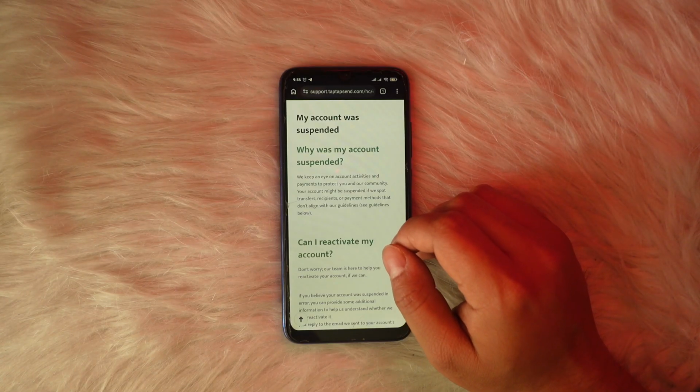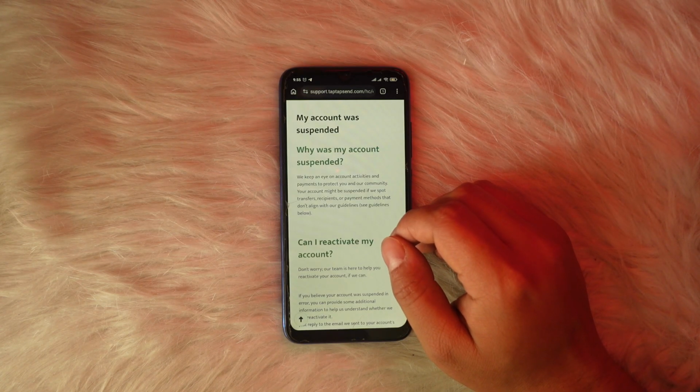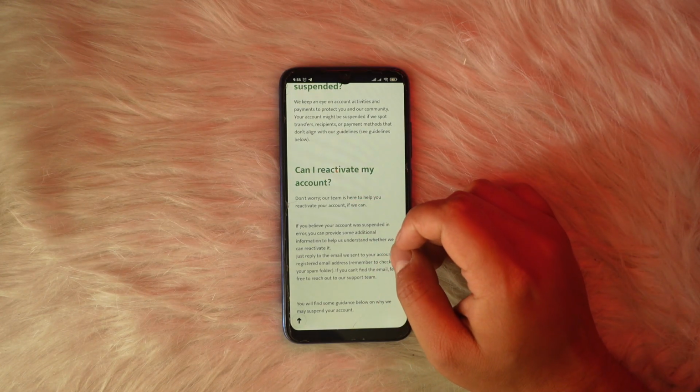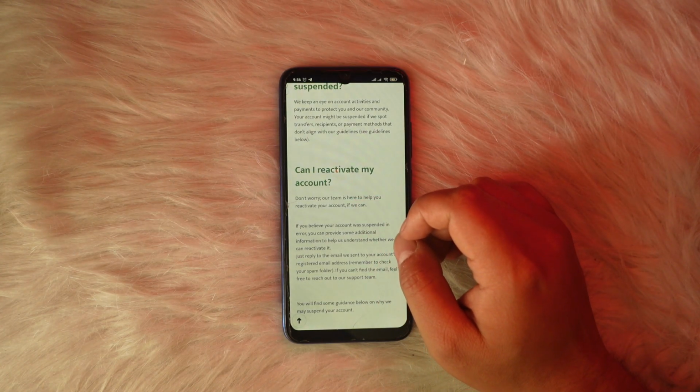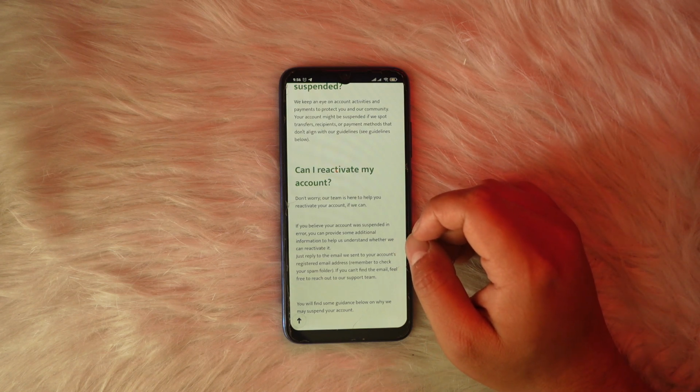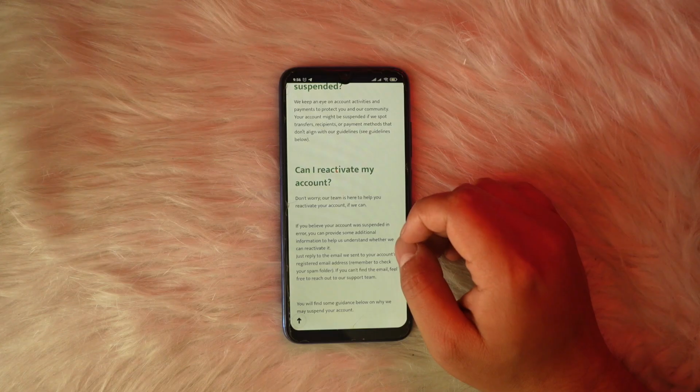Now, in order to solve this issue, the first thing that you need to do is check your email. If your account was suspended, if it says right here, you need to first of all look for any sort of messages on your email address that is linked with your TapTapSend. That will explain why you were suspended in the first place.